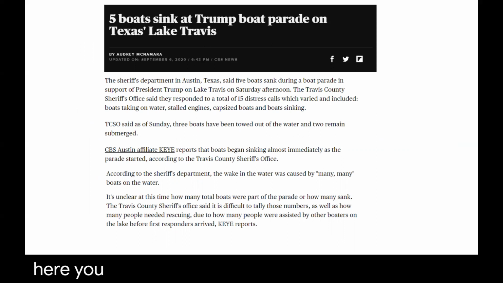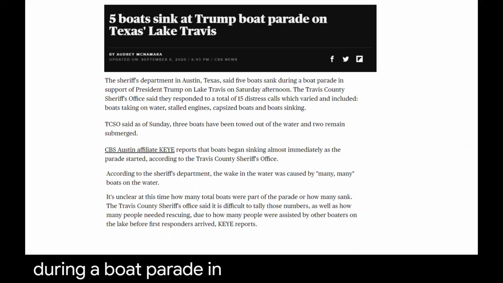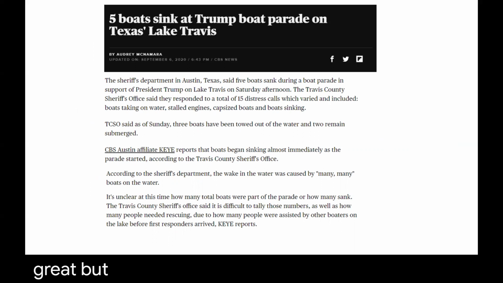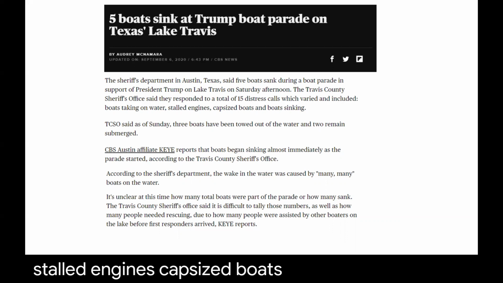Now here you can see the lead says the Sheriff's Department in Austin, Texas said 5 boats sank during a boat parade in support of President Trump on Lake Travis on Saturday afternoon. This is written in passive voice, by the way, which is not super great, but that's okay. The Travis County Sheriff's Office said they responded to a total of 15 distress calls, which varied and included boats sticking on water, stalled engines, capsized boats, and boats sinking.